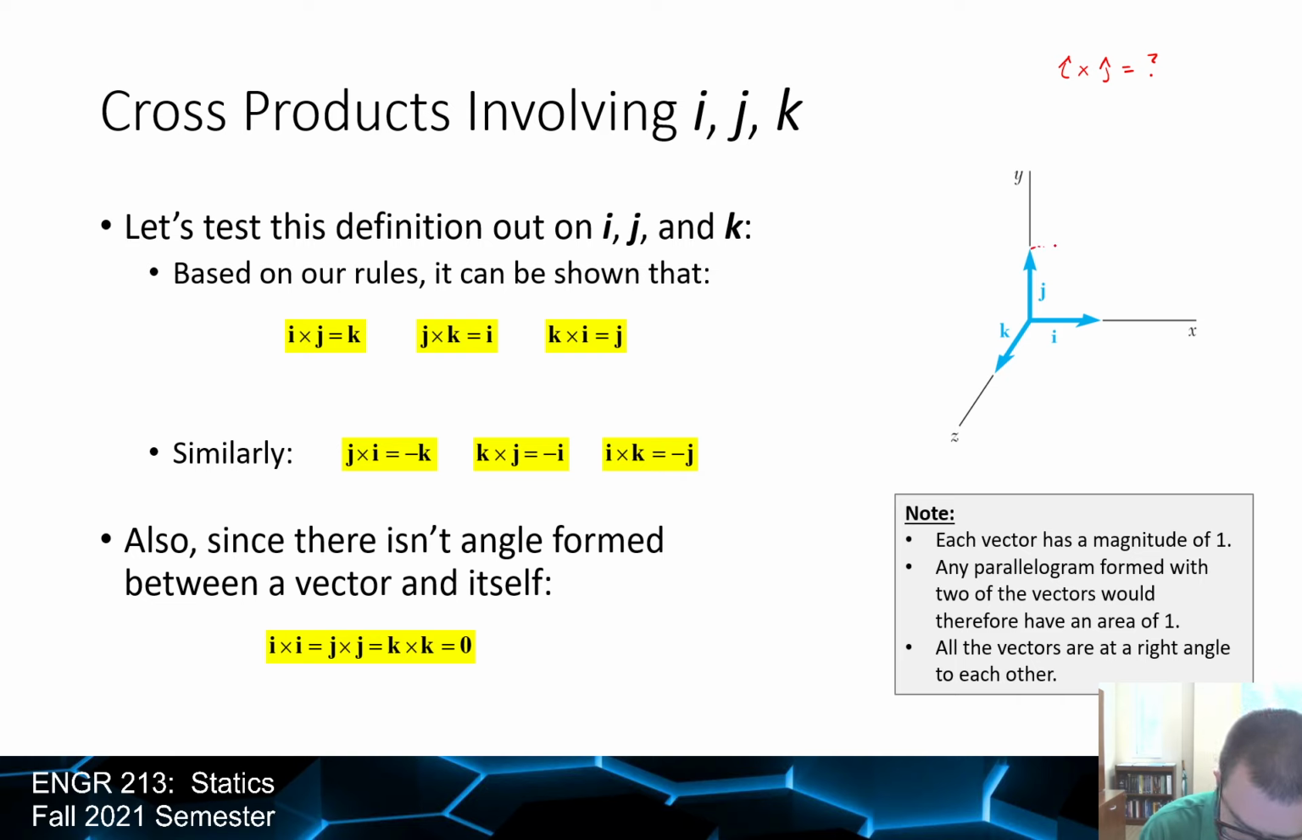Well, let's look at this graph here. This is the parallelogram formed by i and j. And the question is, what is the area of that little square? And keep in mind, it's a square because these are all 90 degrees. And what is the area of that square? It's 1. So we know that the result needs to have a magnitude of 1.